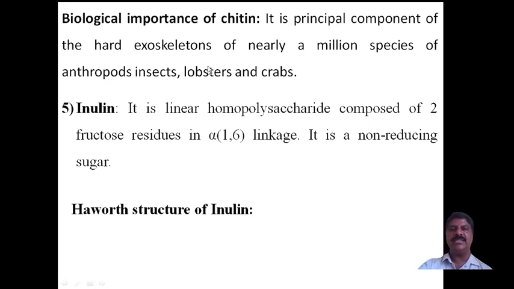Hence we say it is the principal component of the hard exoskeletons of nearly a million species, and these give the structure. This is about the biological importance of chitin. Next, the fifth example of a polysaccharide is inulin, but not insulin.